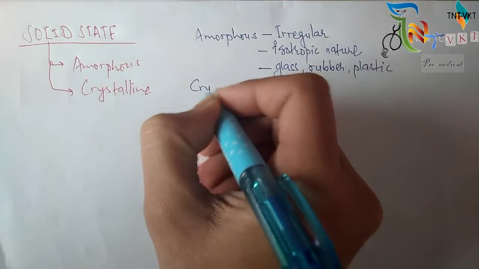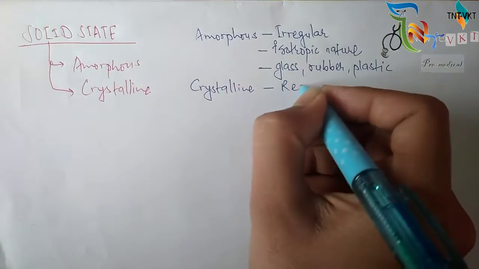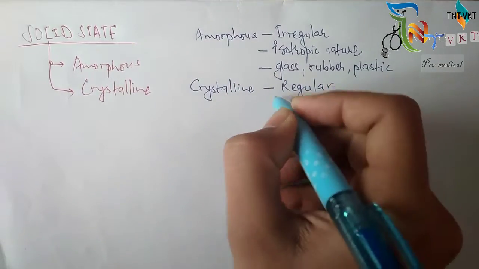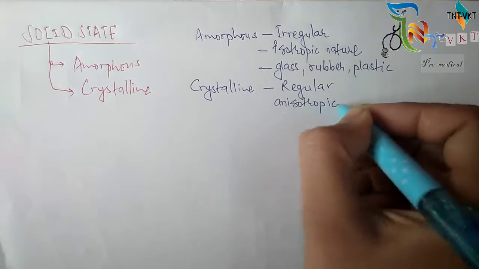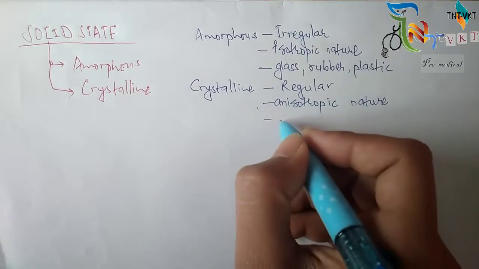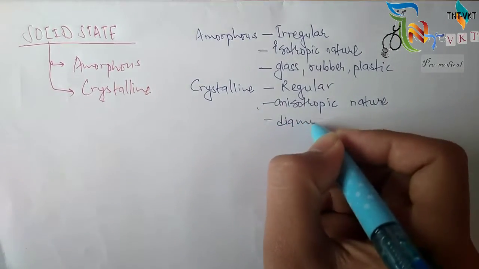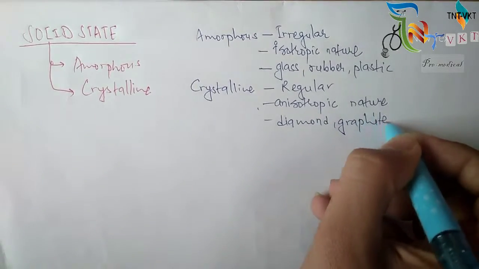Similarly, crystalline solids are regular and isotropic nature, and examples can be diamond, graphite, etc.